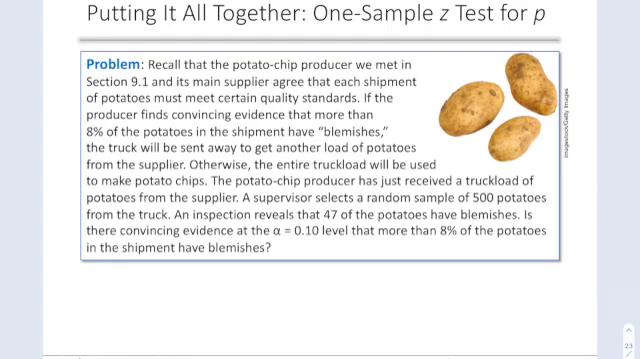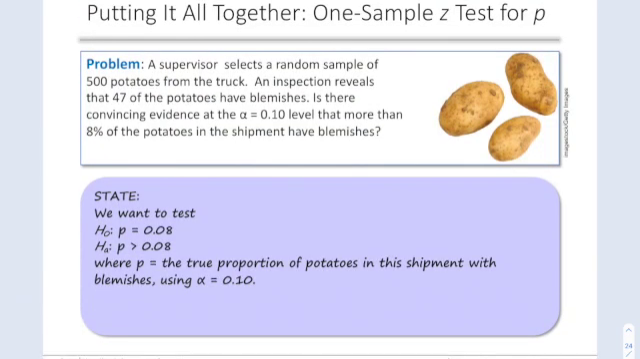The potato chip producer has just received a truckload of potatoes from the supplier. A supervisor selects a random sample of 500 potatoes from the truck. An inspection reveals that 47 of the potatoes have blemishes. Is there convincing evidence at the alpha is 0.10 level that more than 8% of the potatoes in the shipment have blemishes? So the first part, state.